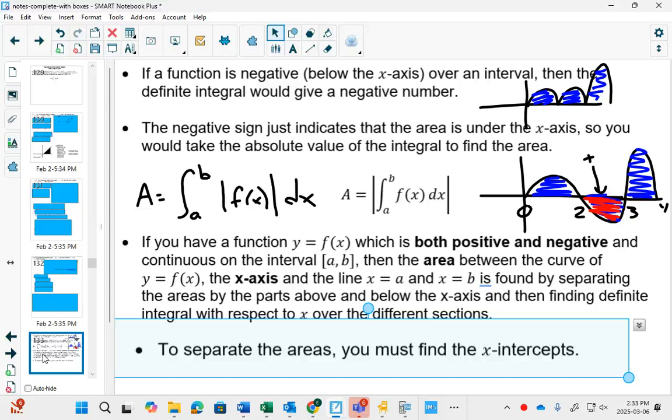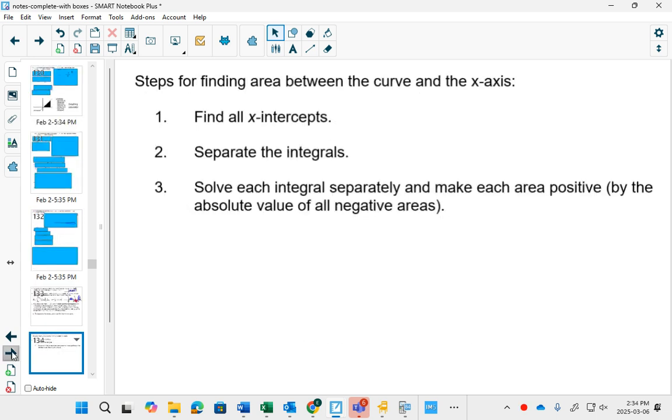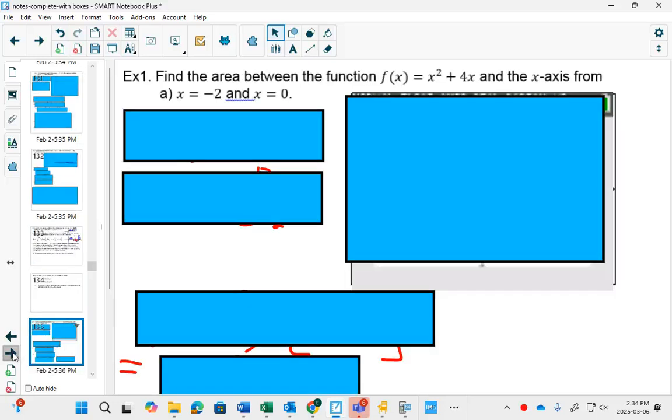So, if you have a calculator, the absolute value makes your life super easy. If it is a non-calculator, you're going to have to find these x-intercepts so you can break up your areas and find it separately. So find all of our x-intercepts, separate the integrals, and then solve each one separately. This is if you didn't have a calculator and we're doing it by hand.